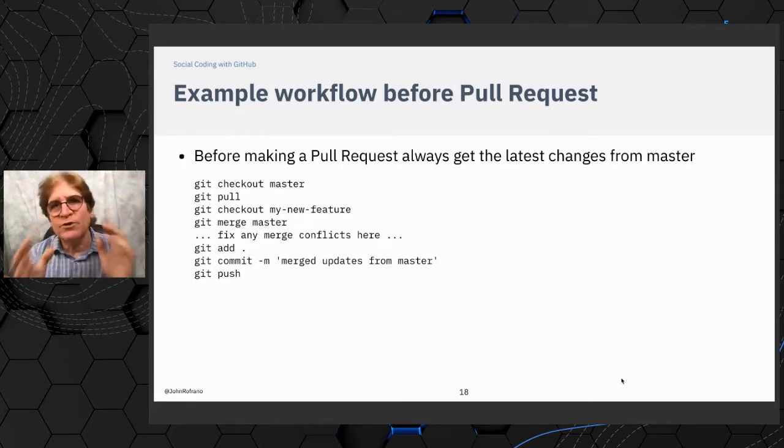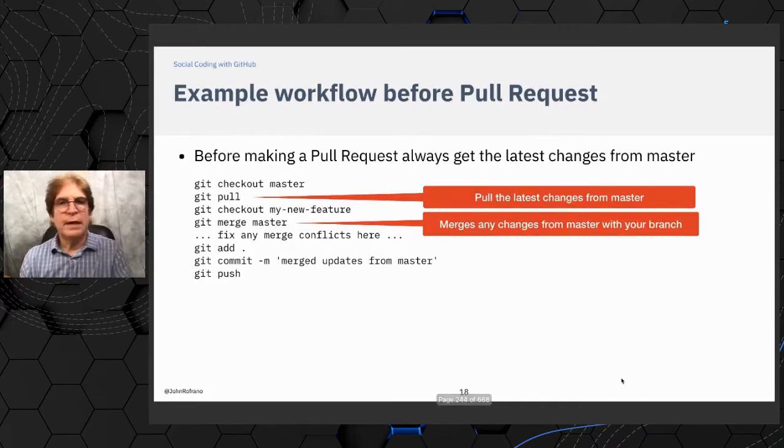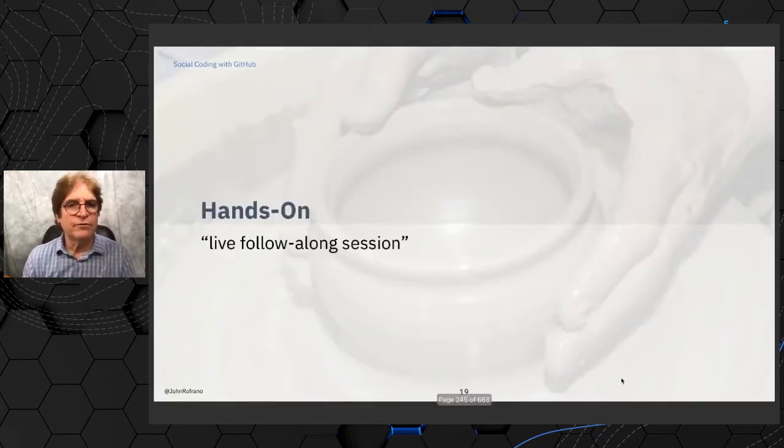So always, before you do a pull request, you do git checkout master, git pull, get the latest stuff in master, then git checkout my branch, and then merge master into my branch. And then fix anything, add it, commit it, and then push it up to the remote branch. You want to make sure you're always in sync with master. Okay, so let's go do that.